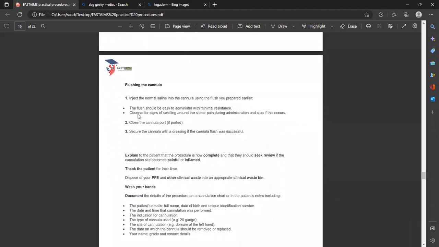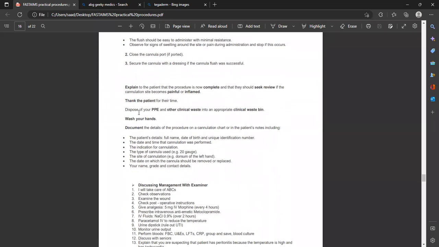And then flush it, thank the patient, wash hands and document details.